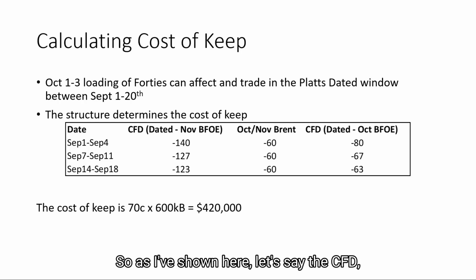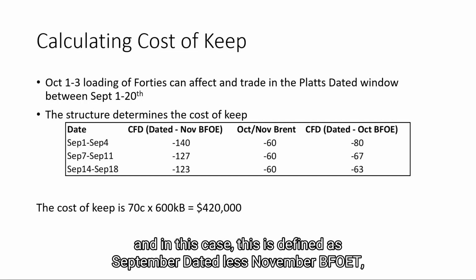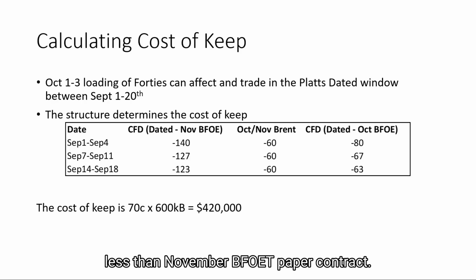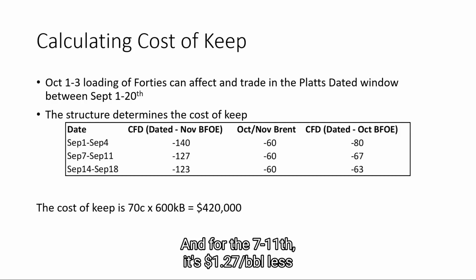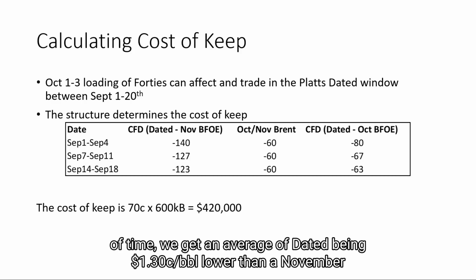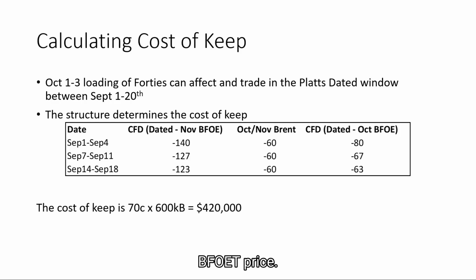So as I've shown here, let's say the CFD, and in this case a CFD is defined as September dated against November BFOET. Let's say for Sep 1st to the 4th, the value of dated is $1.40 less than the NOV BFOET paper contract. And for the 7th to the 11th, it's 127 cents a barrel less. And for the 14th through to the 18th, it's 123 cents a barrel less. So if we average these over that window of time, we get an average of dated being $1.30 lower than a November BFOET price.